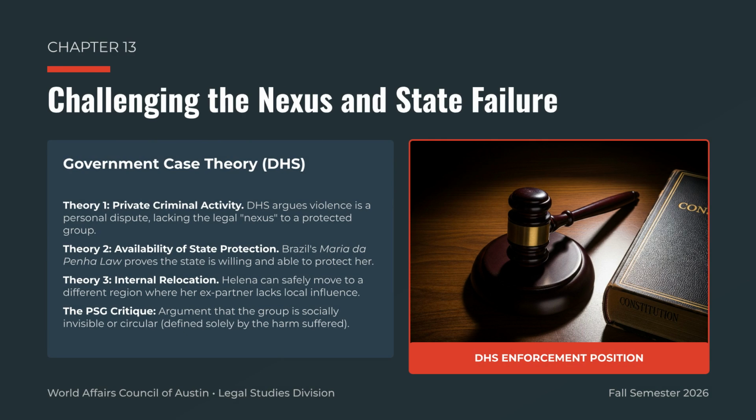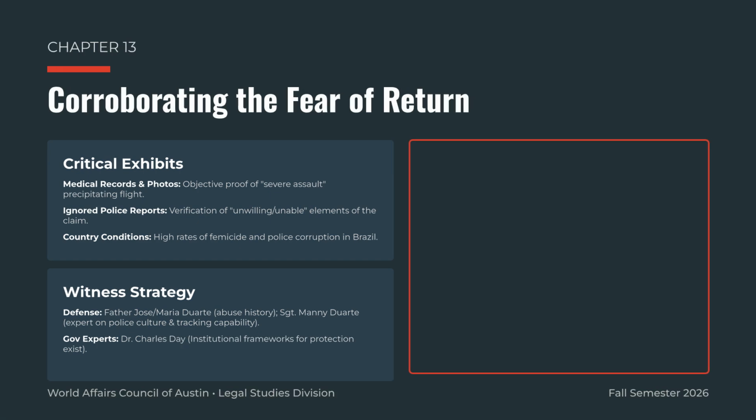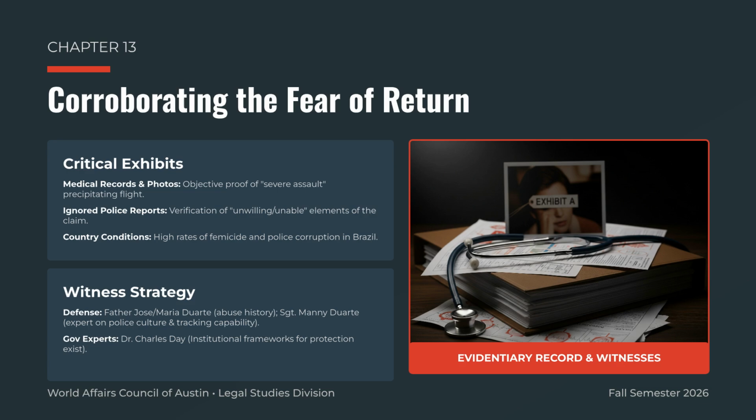The government's theory challenges the nexus to a protected group, citing the abuse as private criminal activity. They also argue for the availability of state protection and the possibility of safe internal relocation, while critiquing the definition of the particular social group. This chapter covers corroborating the fear of return. Critical exhibits include medical records proving severe assault, ignored police reports verifying state unwillingness to act, and country conditions highlighting high rates of femicide and police corruption in Brazil.